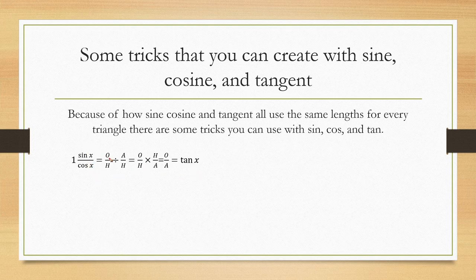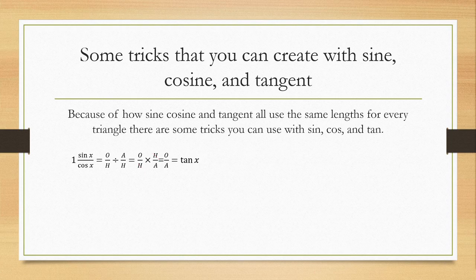And we know this because sine is equal to o over h, divided by cos, which is equal to a over h. And we can then flip it to get the reciprocal of cos, h over a. That means o over h multiplied by h over a, and we can cancel out these h's and get o over a. And we already know that o over a is equal to tan. So therefore, sine of x divided by cos of x is equal to tan of x.